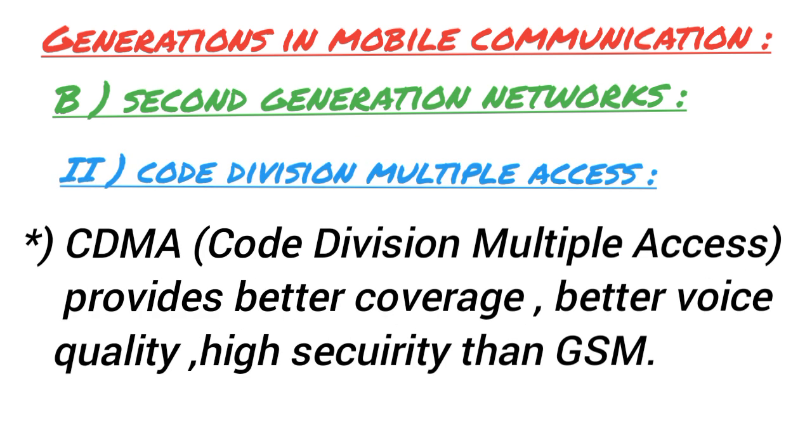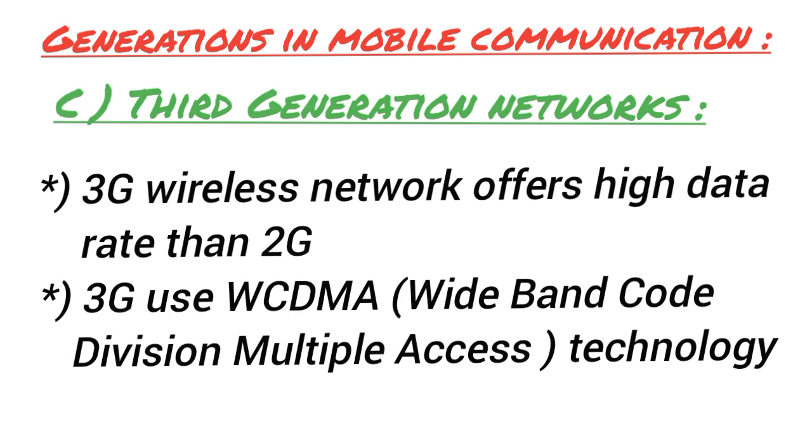Code Division Multiple Access. CDMA provides better coverage, better voice quality and higher security than GSM. Next, third generation networks. 3G wireless networks offer higher data rate than 2G. 3G uses WCDMA, wideband code division multiple access technology.